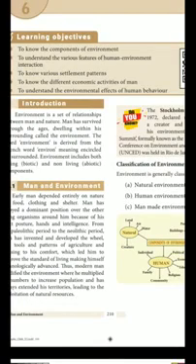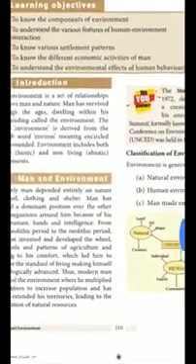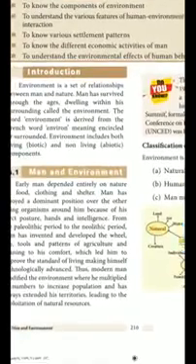Okay. What are the objectives you can learn? To know about the components of environment, to understand the various features of human environment, to know various settlement patterns, to know the different economic activities of man, to understand the environmental effect of human beings.